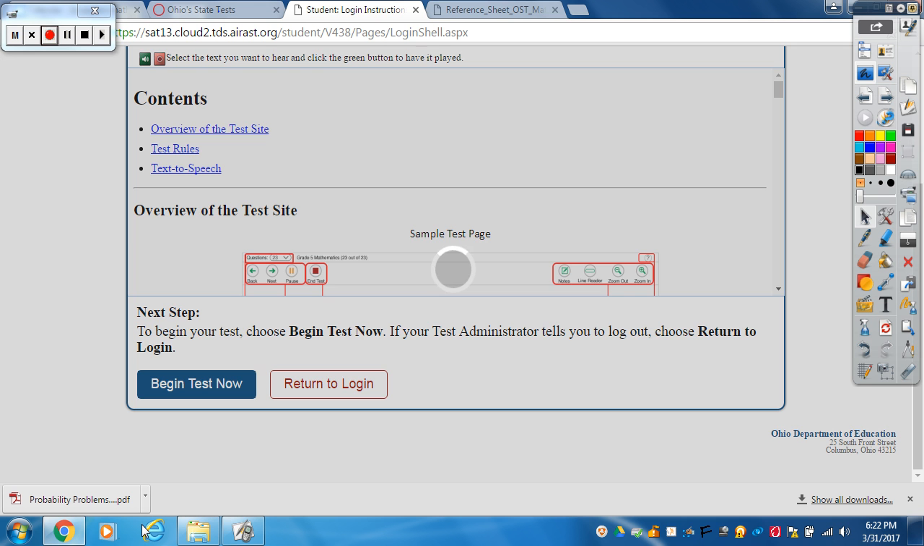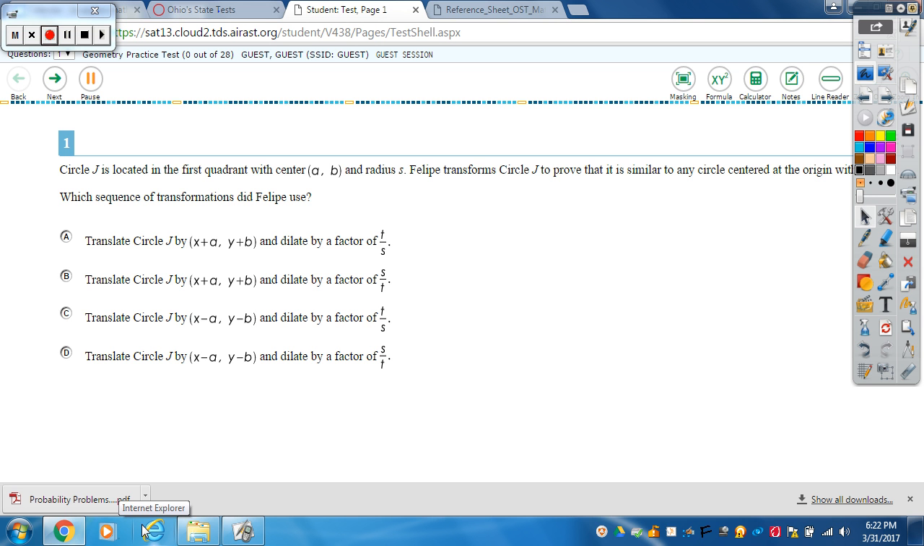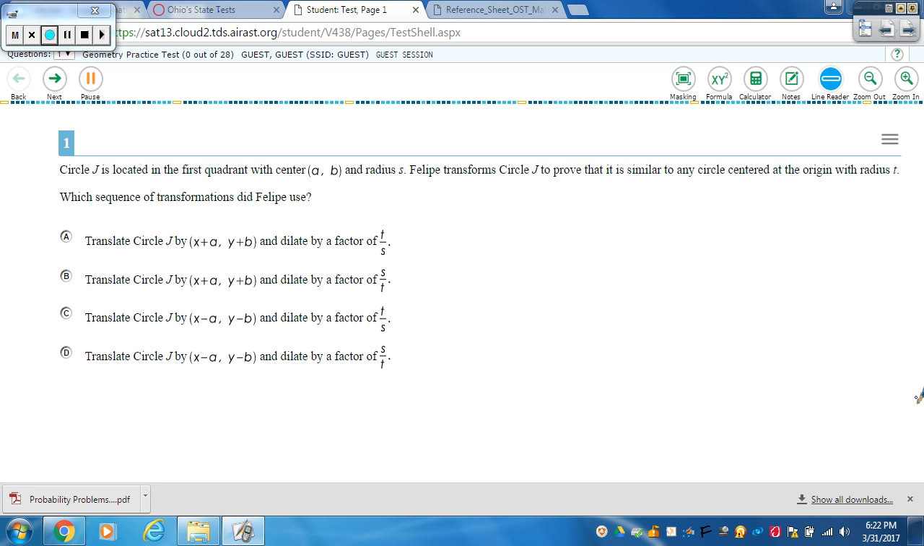So here's what we have. This first question, let me read through it with you, and then we'll take a look at what's going on. Circle J is located in the first quadrant with center A, B and a radius of S. If I were to graph something like this, it would look something like that right there, and the center, this ordered pair, is at A comma B with a radius of S.